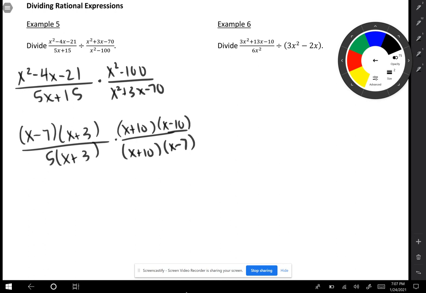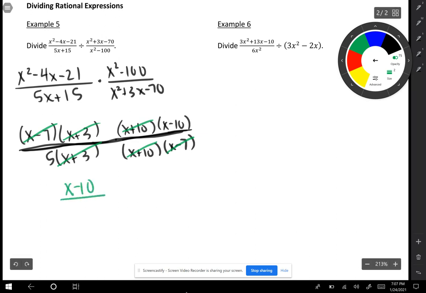Now, the next thing we want to do is we actually want to multiply these two fractions together. We want to combine them. So they all become one fraction. Because then you can cancel things out. X plus 3's cancel out, x minus 7's cancel out, and x plus 10's cancel out. This leaves me with x minus 10 on top and 5 on bottom. Since there's no more multiplication on top and bottom, there's nothing else you can cancel out. So this would be our final answer.